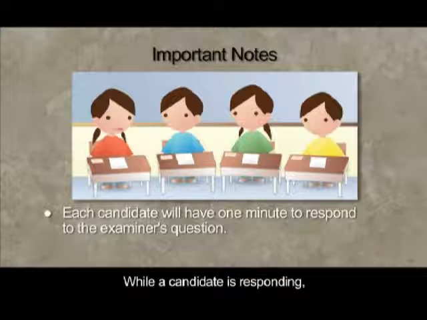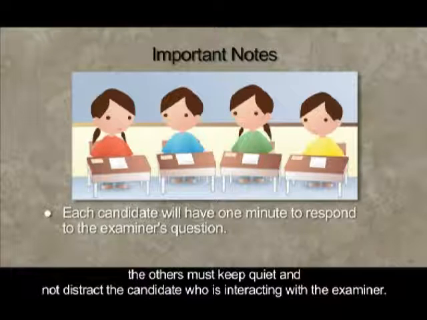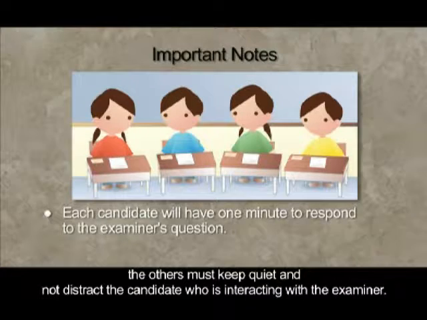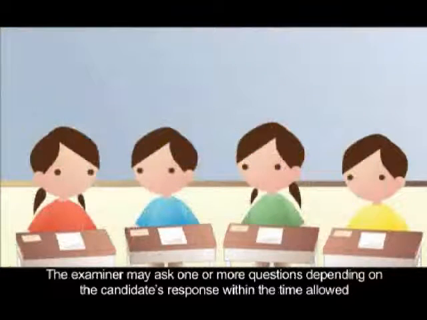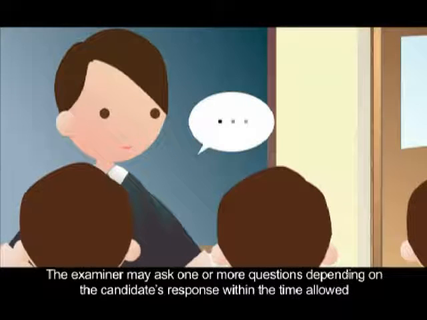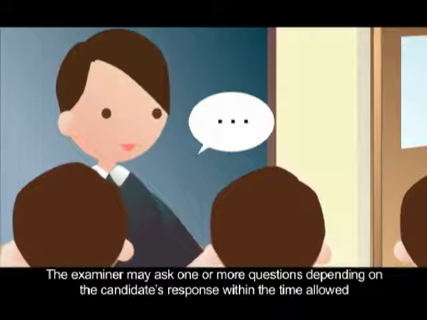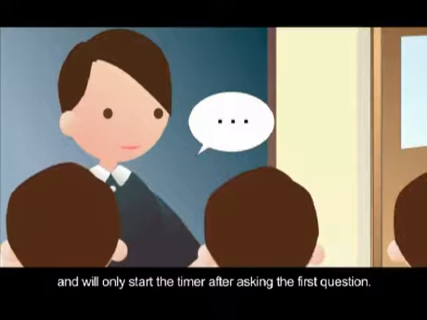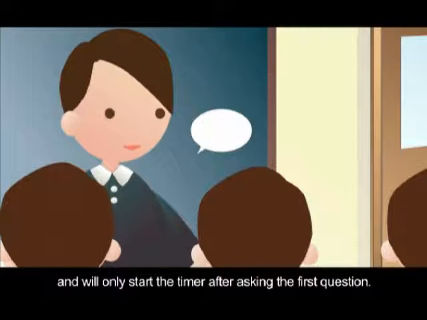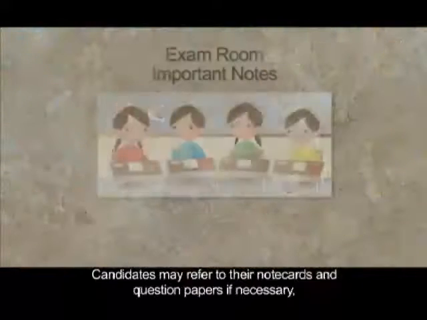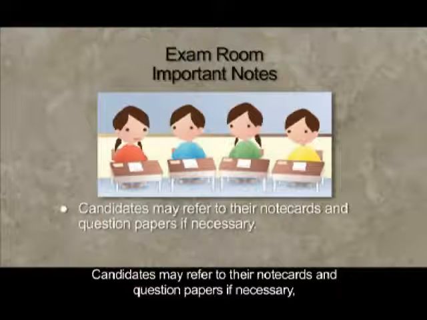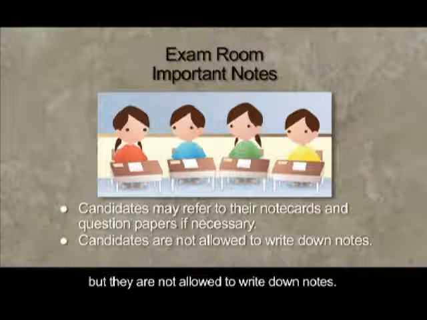While a candidate is responding, the others must keep quiet and not distract the candidate who is interacting with the examiner. The examiner may ask one or more questions depending on the candidate's response within the time allowed, and will only start the timer after asking the first question. Candidates may refer to their note cards and question papers if necessary, but they are not allowed to write down notes.